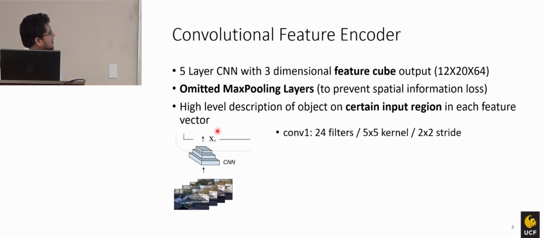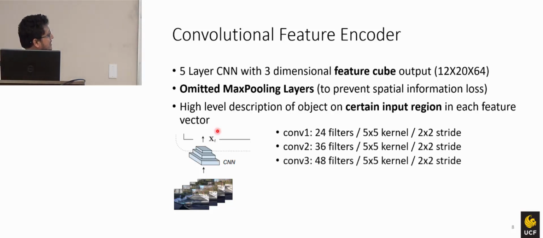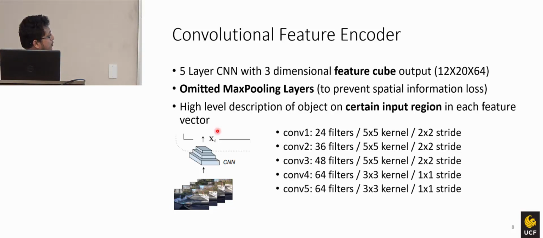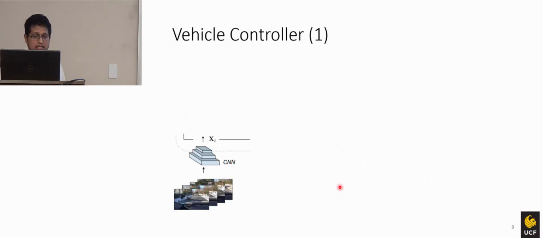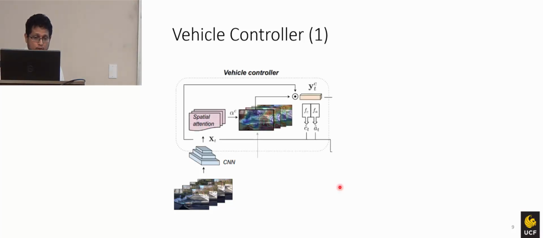The convolution layers used here have these types of filters. The first one has 24 filters with kernel size 5, and they use stride. The first 3 layers use stride, and the last 2 layers don't use any stride. The kernel size decreased, and the filter size is 64. The activation used is ReLU, and Xavier initialization is used on the weights. So using this feature cube, we can go to the controller part.